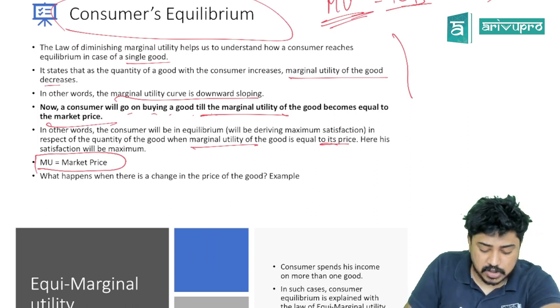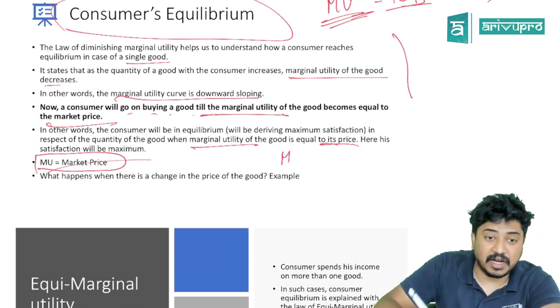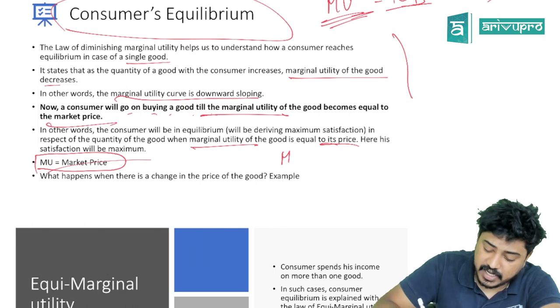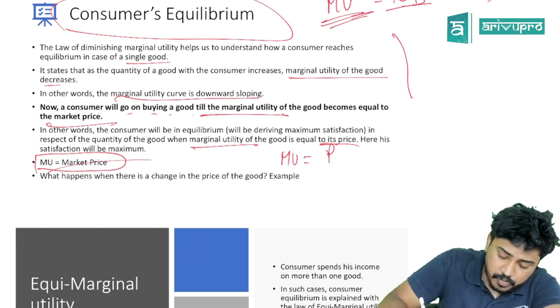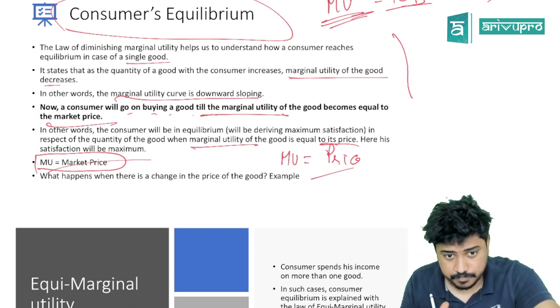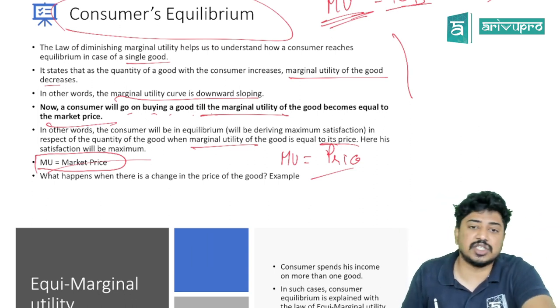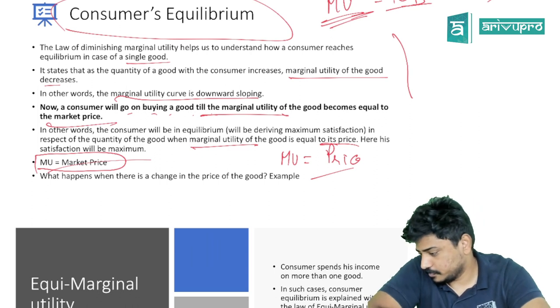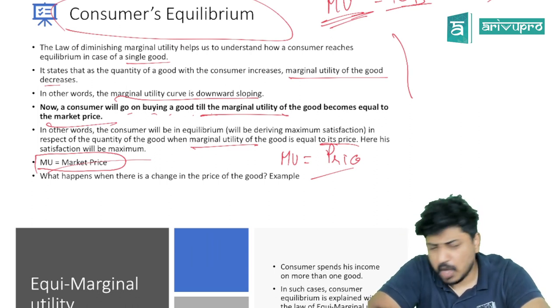So this is what we studied yesterday also. Rational buyer, law of demand, we studied, right? MU is equal to price. Are we clear? Any questions in this? Online, any questions in this? Pace is okay.